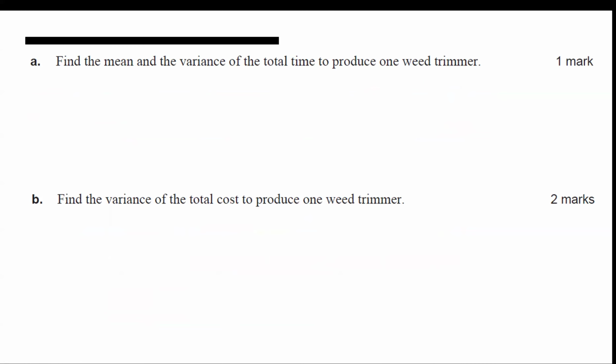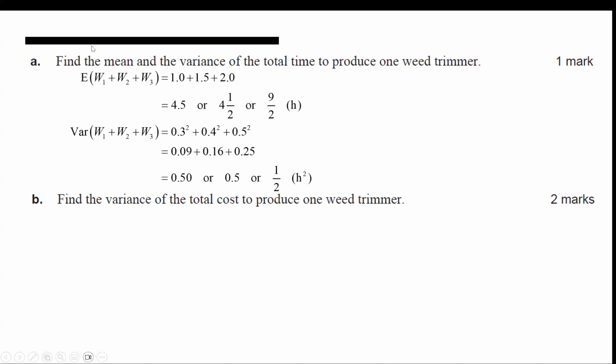So first, the mean and the variance of the total production time for one weed trimmer. This is just adding up the 3 mean values, but as I explained, if you add up the 3 variables and find the variance, you will need to add up their variances rather than simply adding up the standard deviation. So you need to square each individual standard deviation first, and then add them up. Eventually, you will get a nice number, which is 0.50.